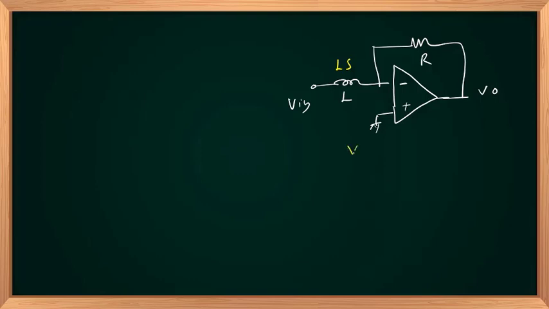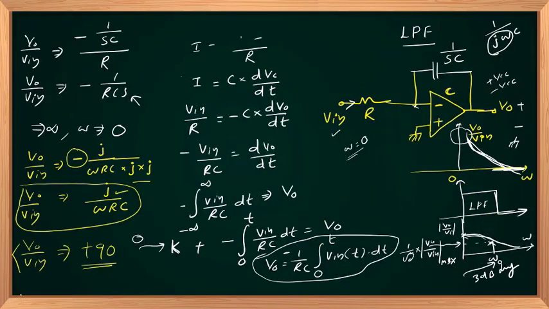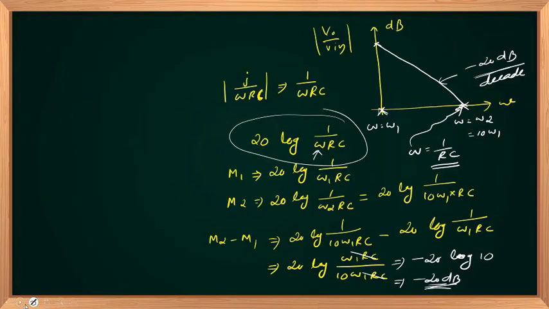So the transfer function V out by V in is equal to Z2 divided by Z1. Z2 is R itself. Z1 is Ls, with a negative sign due to inversion. So this will be equal to R upon J omega L, since S is J omega L. So that is similar to our expression in the first case, where V out by V in is J upon omega R C, or J upon S R C.